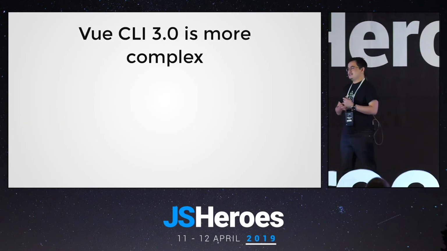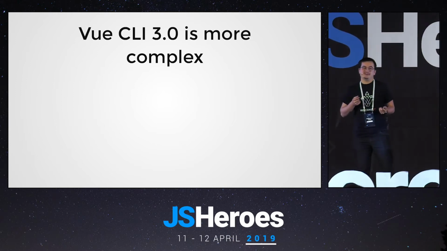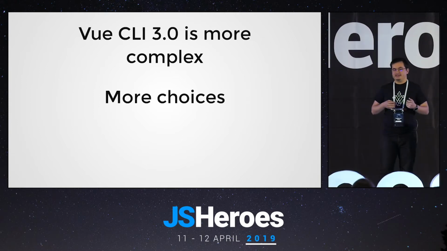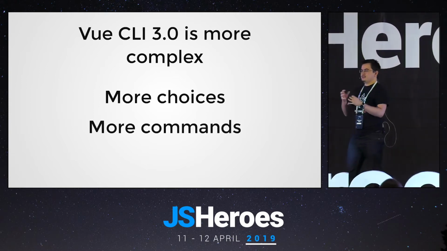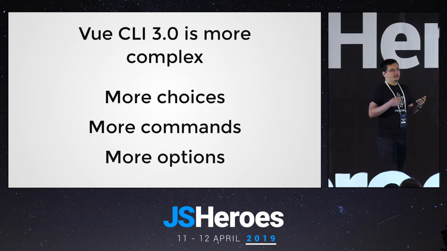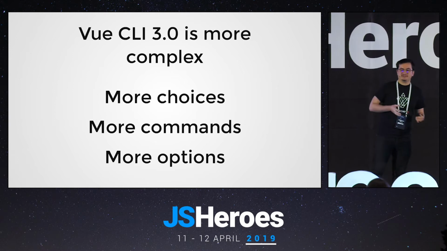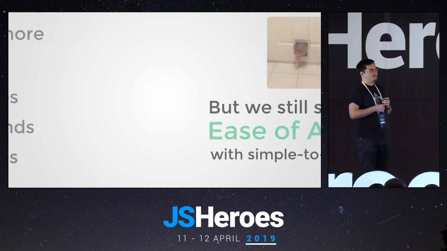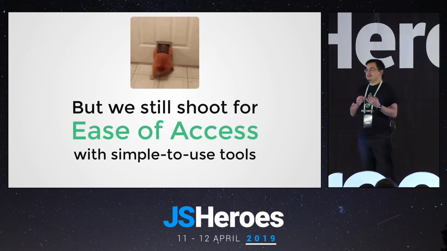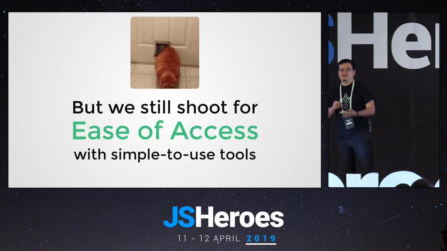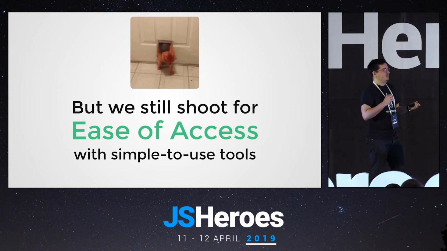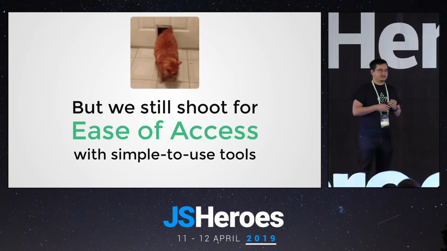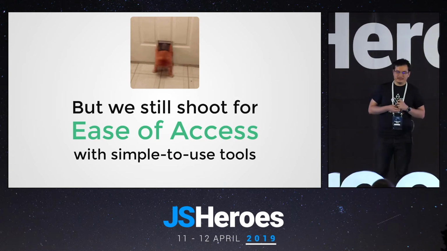The reason is that Vue CLI 3 is more complex because it has more choices you can make. It has way more commands than previously because it's no longer just creating a project, and also all those build features create a lot of options to choose from. As with the Vue framework, we say we are a progressive framework because we always try to improve the development experience and make the whole framework and ecosystem easier to use and get started with.